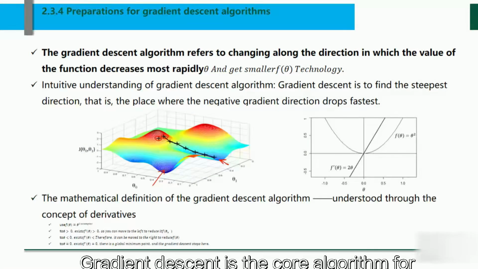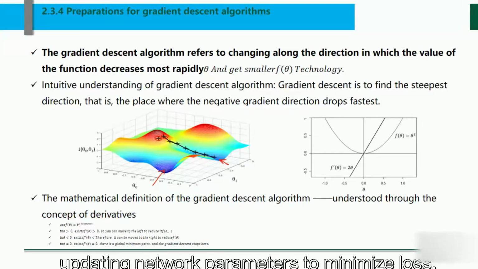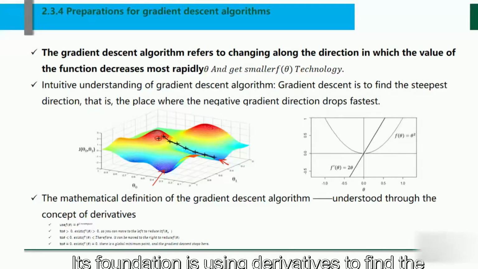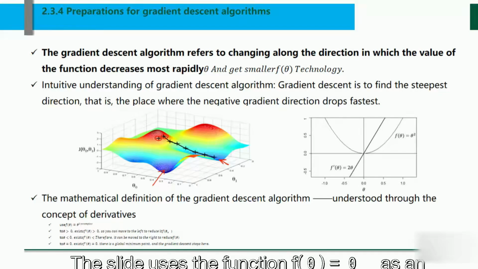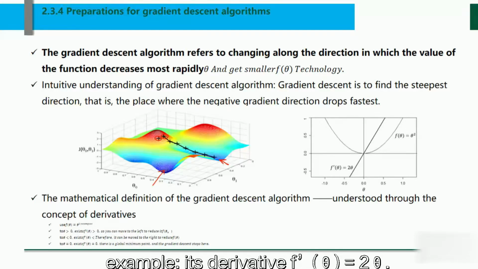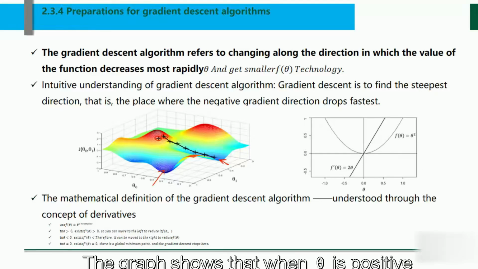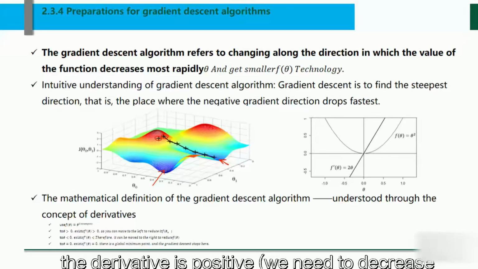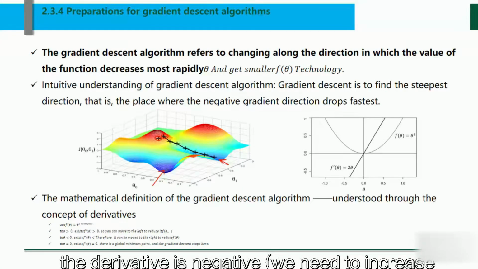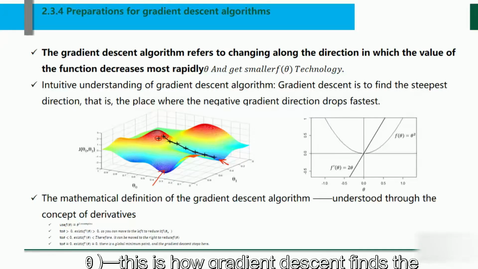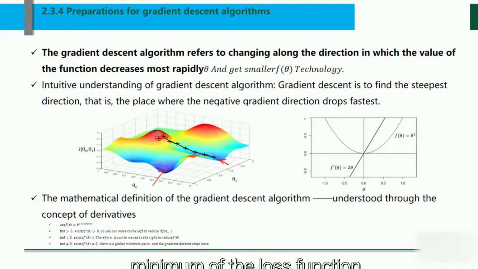Gradient descent is the core algorithm for updating network parameters to minimize loss. Its foundation is using derivatives to find the direction of parameter adjustment. The slide uses the function f(θ) equals θ squared as an example. Its derivative f'(θ) equals 2θ. The graph shows that when theta is positive, the derivative is positive. We need to decrease theta. When theta is negative, the derivative is negative. We need to increase theta. This is how gradient descent finds the minimum of the loss function.